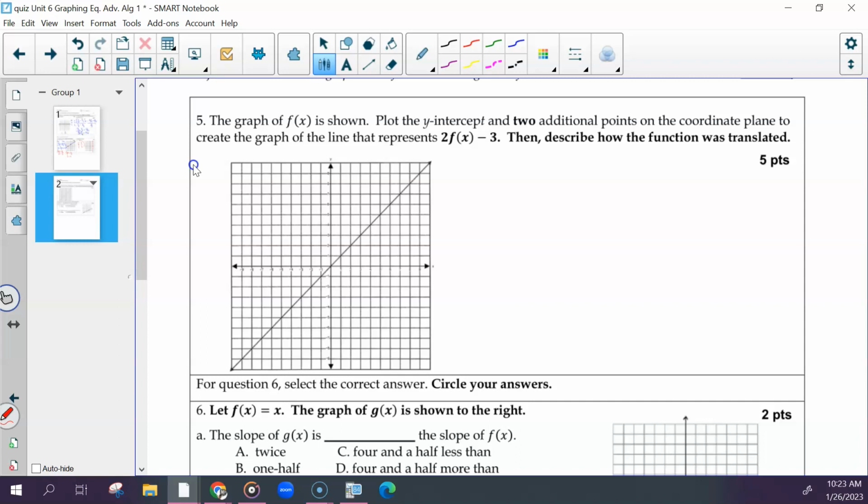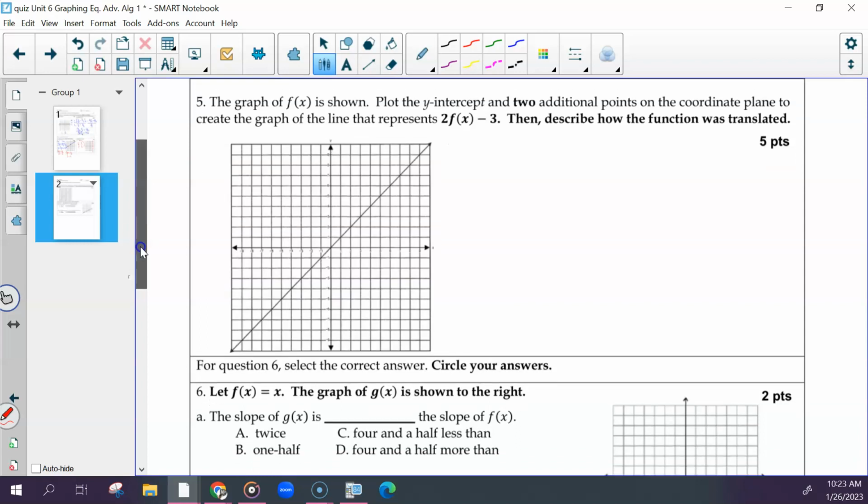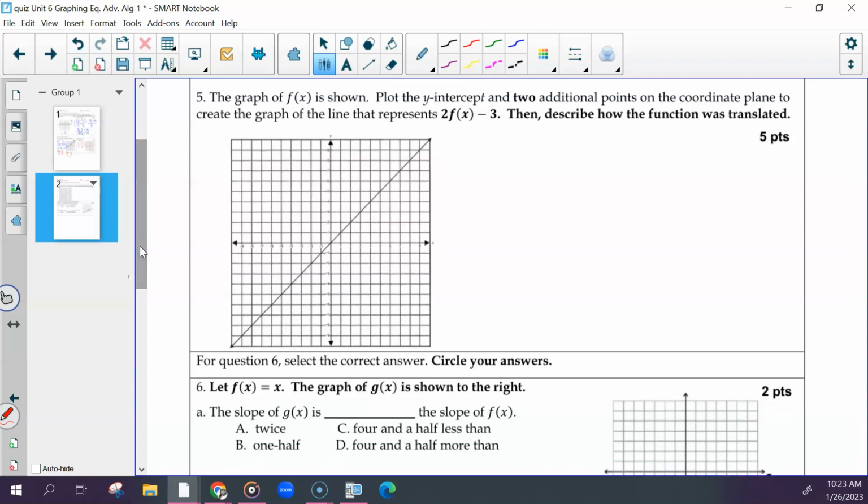Then it also says describe how the function was translated. So based on the numbers given, whatever is out front next to the f of x deals with your slope, and because the 2 is bigger than 1, it got steeper, so the slope is steeper by 2, 2 times as steep, something along those lines.